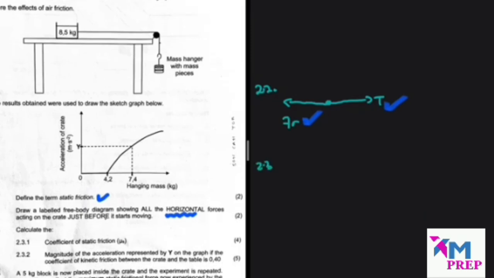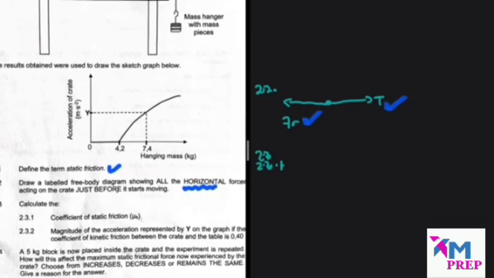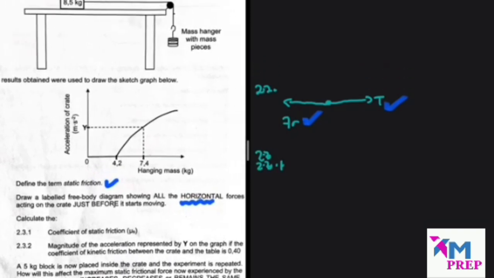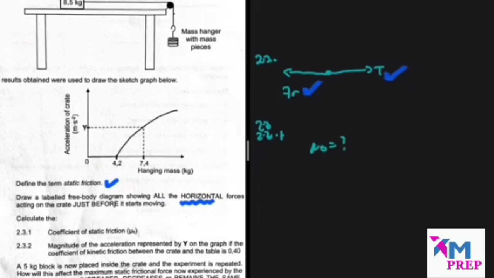And then 2.3.1. We're supposed to calculate the coefficient of static friction. So we are looking for this coefficient of static friction. We already know fully well that the static frictional force is equal to the coefficient of static friction multiplied by the normal force. The coefficient of static friction is usually greater than the coefficient of kinetic friction. You will see why I'm mentioning that in this question as we do 2.3.2.